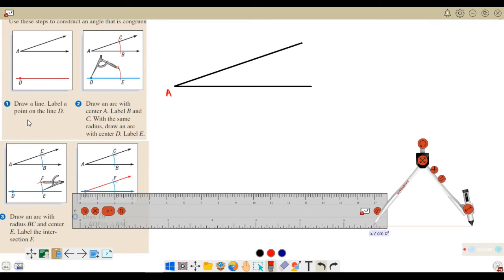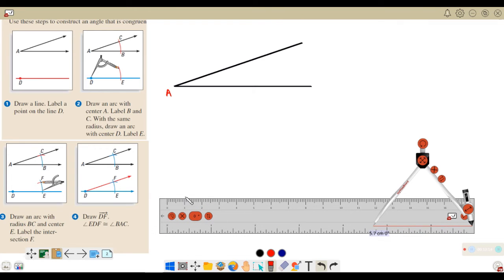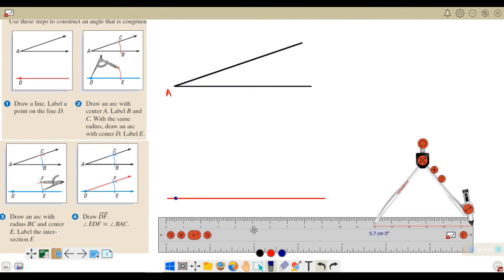First, let's draw a line. And then, from this line, mag-choose tayo ng isang point. So, kahit saan dyan. For example, ito. Ito yung point na magiging vertex ng ating angle. So, let's label this point D.